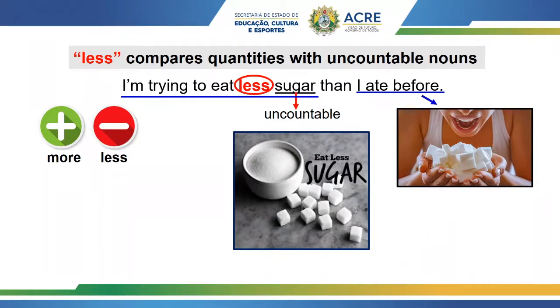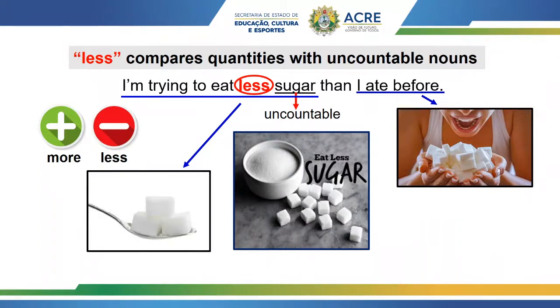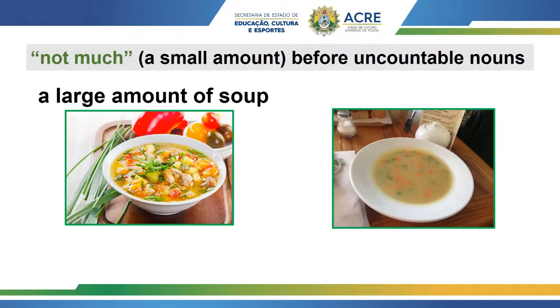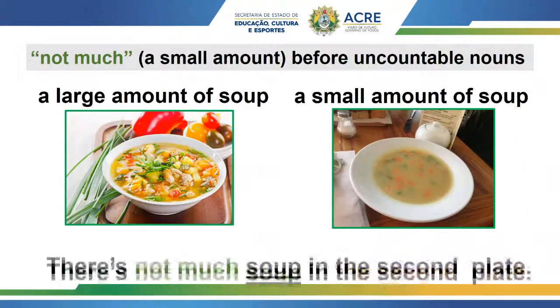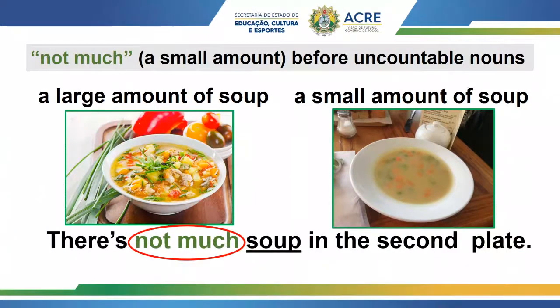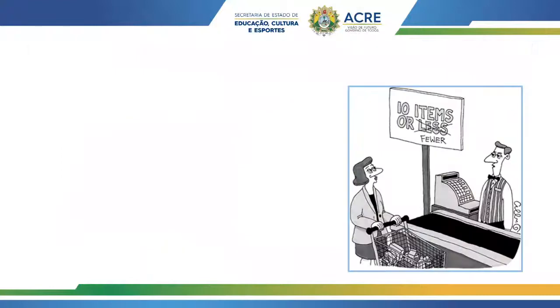I love sugar. Not much before uncountable nouns. In the first picture, we have a large amount of soup. In the second picture, we have a small amount of soup. There's not much soup in the second place. Not much plus uncountable noun.